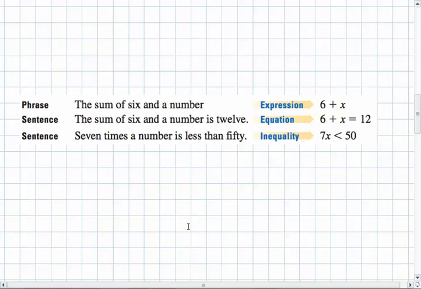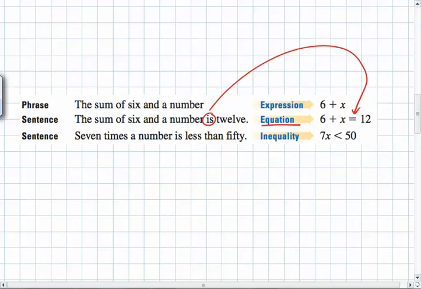When you're writing things out in words, you could either write a phrase or a sentence. They're going to look different. The sum of 6 and a number is just an expression. Note that this does not equal anything, it's just 6 and a number. The key difference between phrases and sentences is going to be this word here, is, or there's going to be some sort of verb. So the sum of 6 and a number is 12. In this case, the is correlates to equals. So in this case, this sentence translates to an equation.